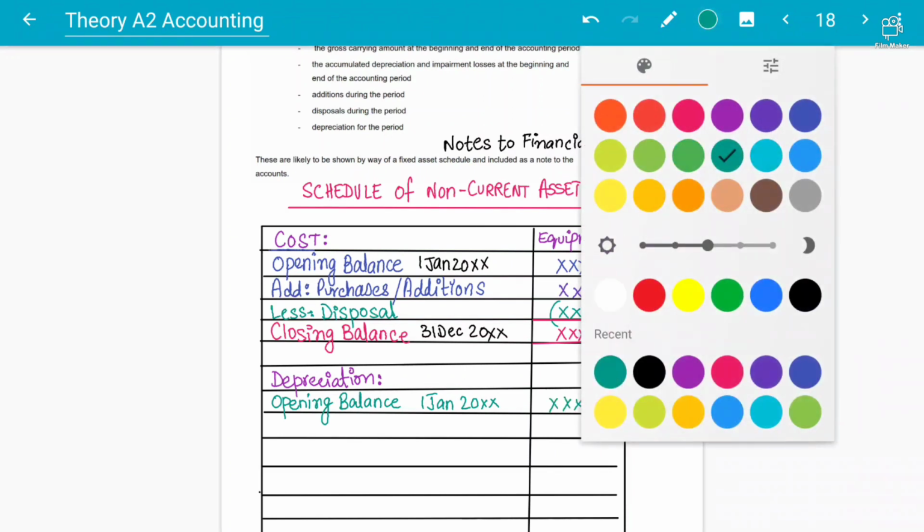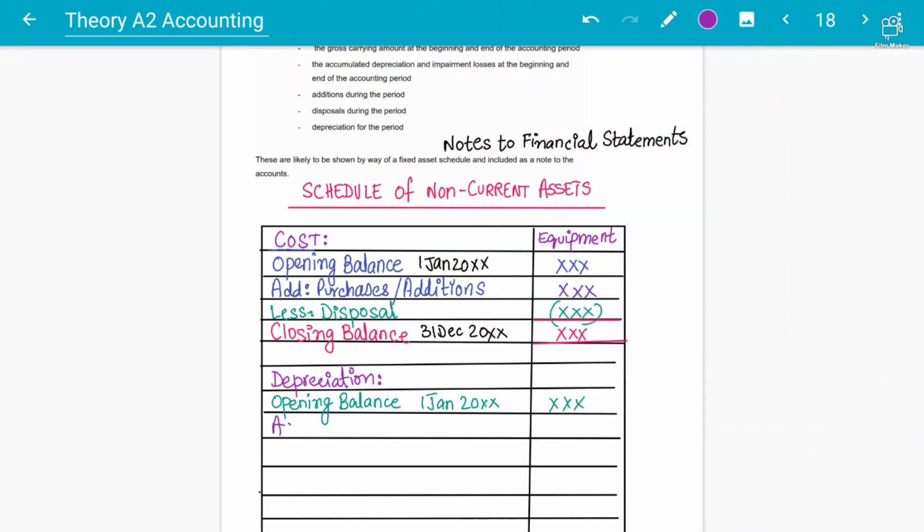Then for the depreciation charge, you add it. So this will be added. It will be the charge for the current year's income statement depreciation, and for the equipment, it's the equipment charge for the year. You are also going to subtract the disposal depreciation. Whatever equipment you have disposed of this year, its depreciation will be the disposal depreciation that you subtract here.